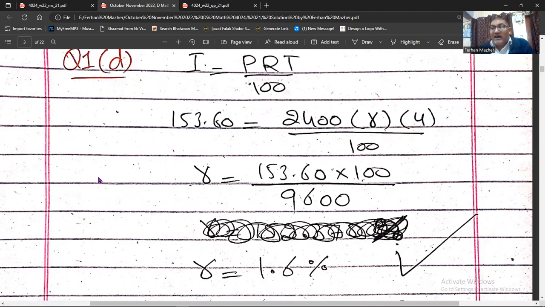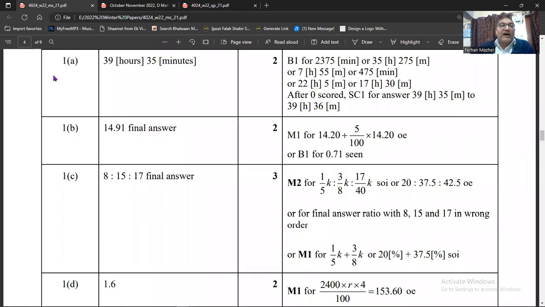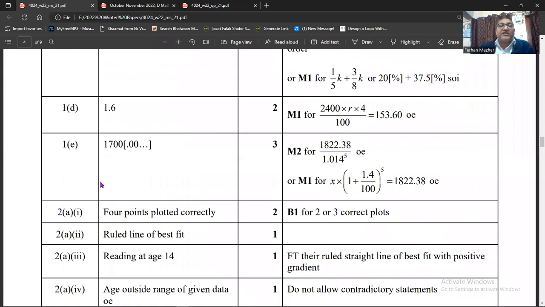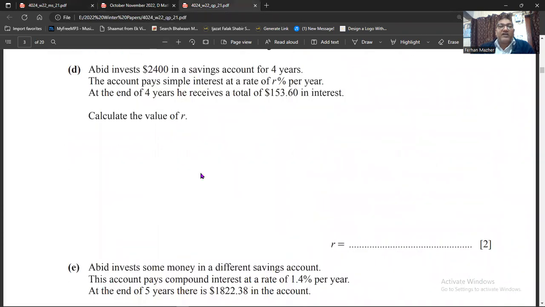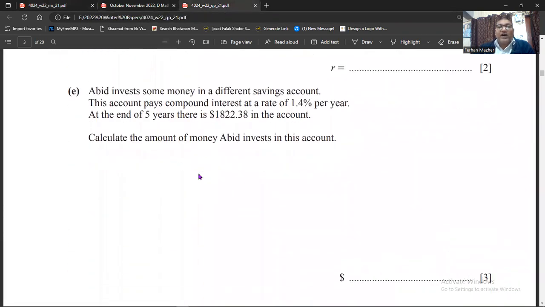So if you make R alone, it will become 153.60 multiplied by 100 divided by, when you multiply 2400 with the 4, you get 9600. So 153.60 multiplied by 100 divided by 9600, and that will be 1.6%. So the R value is 1.6%, and that answer is right. Our answer is right.